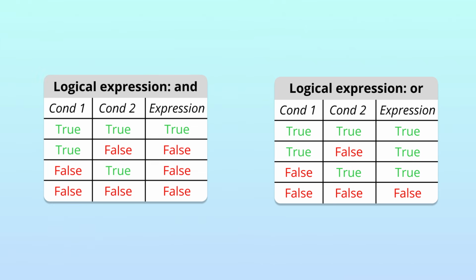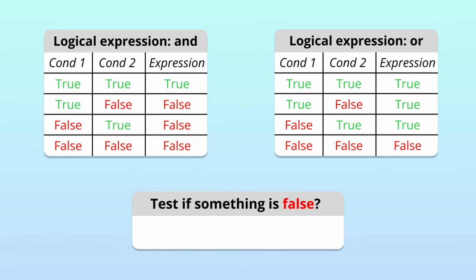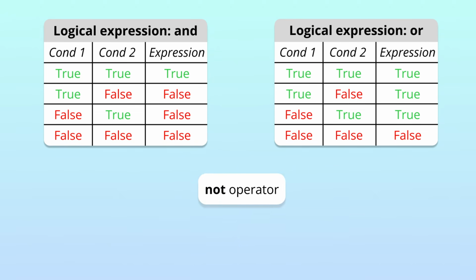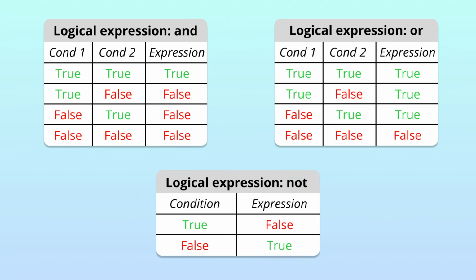Awesome! With the OR and AND logical operators, we can check multiple conditions at the same time. These operators let us handle lots of scenarios, but there's still something we currently cannot do: test whether something is false. For example, we might want to know whether it's not sunny, not cold, or not raining. To check whether something is not true in Python, we use the not operator. The not operator works differently from AND and OR. Instead of combining two conditions, it simply flips the value of a Boolean.